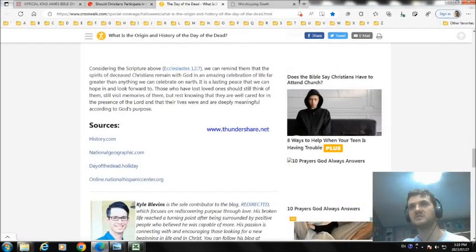The verse I mentioned, like I said, is Ecclesiastes 12:7. I can remind them that the spirits of deceased Christians return to God, and if it's salvation of life, they can celebrate on earth, and have a lasting place to hope for. Those loved ones still think of them and visit memories of them, but rest in knowing they are cared for in the presence of the Lord, and their lives are deeply meaningful according to God's purpose.